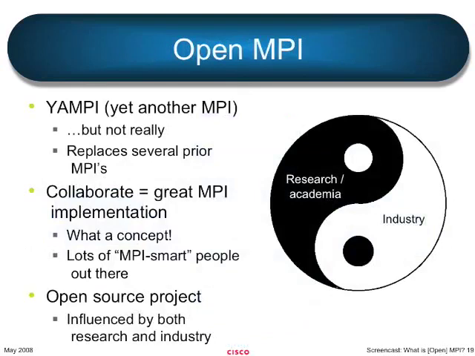Now, that's a bit about MPI. Let's talk a little bit about the Open MPI project. In some ways, it's yet another MPI implementation, but not entirely. It really replaces several prior MPI implementations. Open MPI actually represents the merger of several prior MPI implementations to create something better, based on what we'd all learned over the past 10 years of MPI implementations. So it's kind of the idea of, wow, why didn't we collaborate before? Because there are so many smart MPI people out there. We're really kind of silly not to try and collaborate and come up with something better.